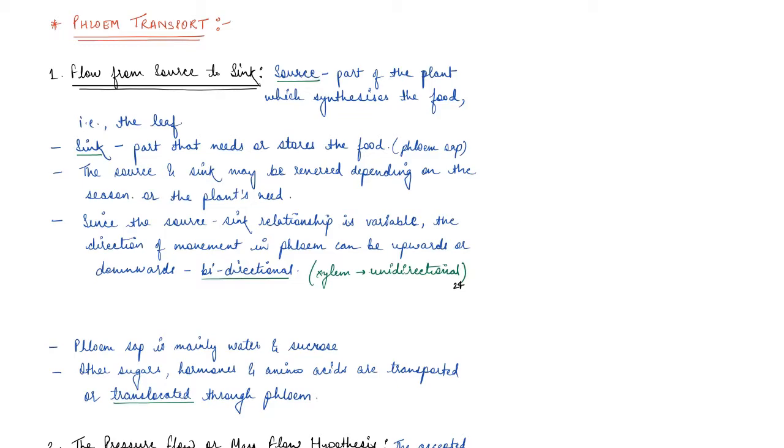So say we'll take an example of sucrose, right? So what exactly is sucrose? It is the food for the plant, right? So this is transported by the vascular tissues which are part of phloem. Now these are transported from a source to a sink.